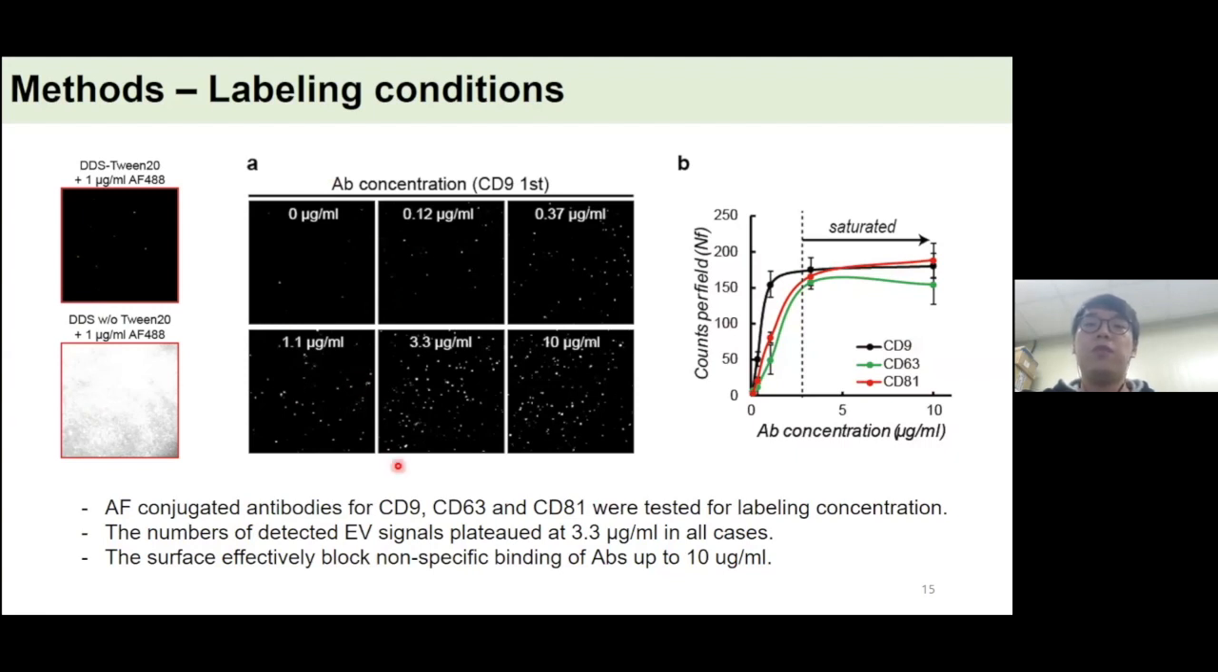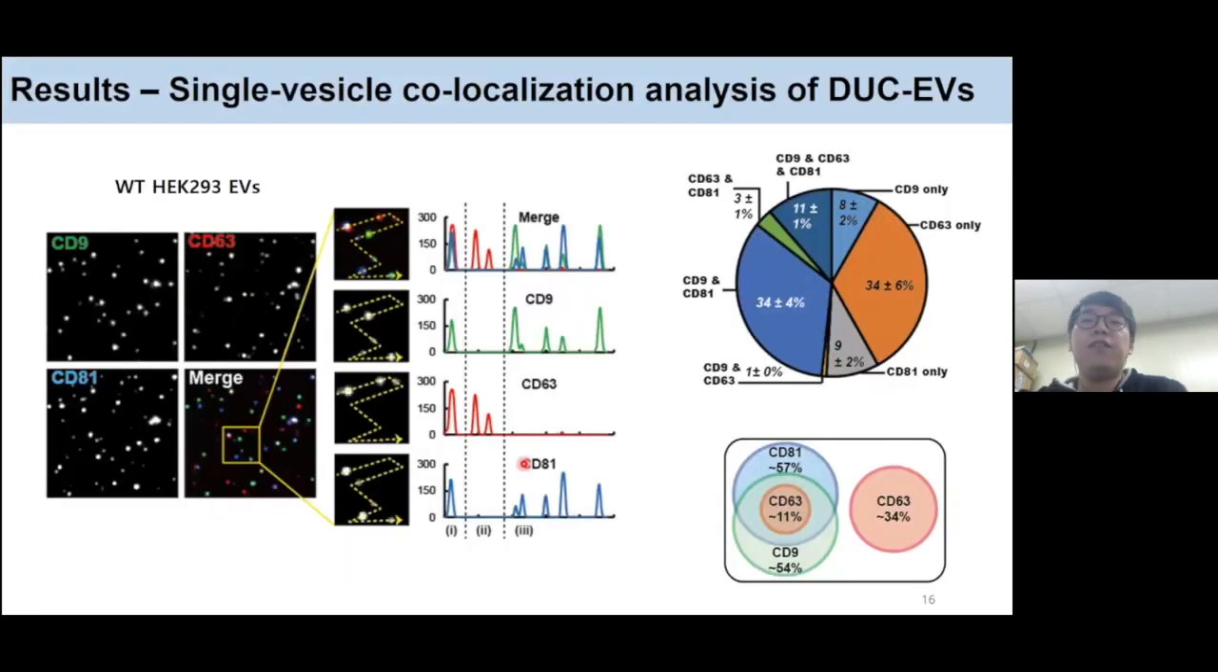From the result, we confirmed that the number of detected EV signals were saturated at 3.3 microgram per milliliter antibody concentration in all three tetraspanin antibodies. And the surface seemed to effectively block non-specific binding of antibodies up to 100 microgram per milliliter. So based on this characterization, our following tetraspanin labeling analyses were performed with at least 10 microgram per milliliter antibody concentration. And finally, we applied this TIRF-based single-vesicle analysis method to investigate the tetraspanin expression profile of real EV samples.